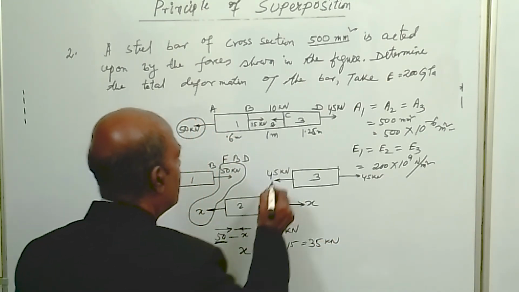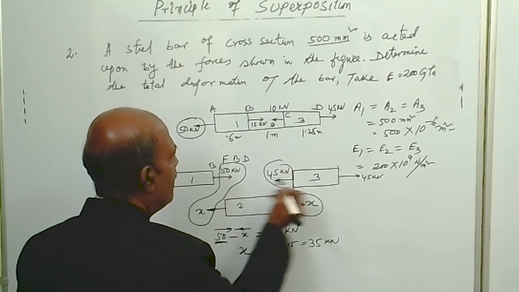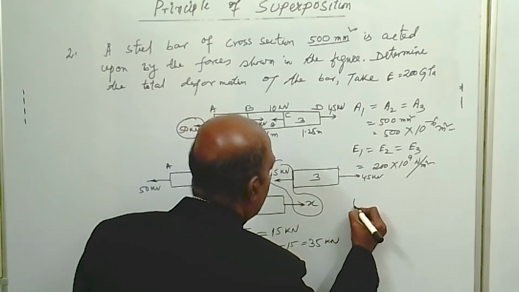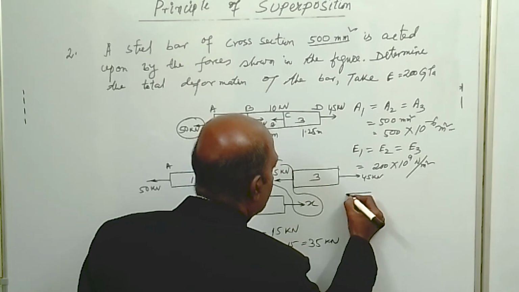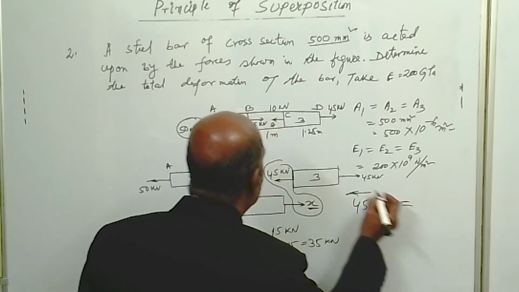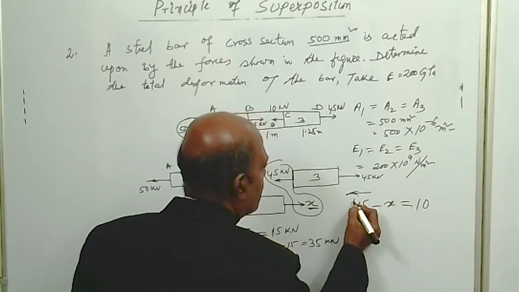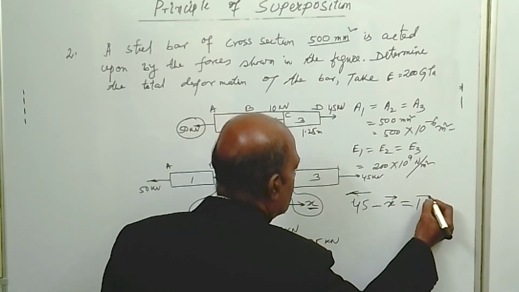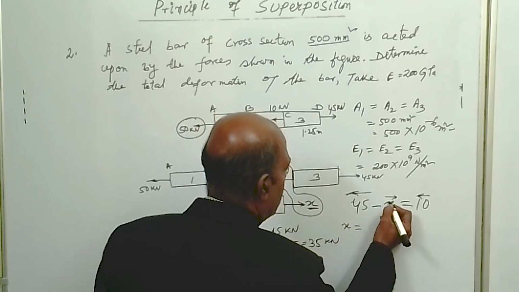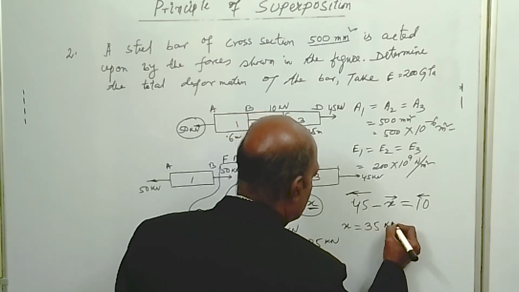We can check from here also. That is, 45 is acting towards left, minus this one acting towards right, x, is equal to this one acting towards left, which is 10. So in the direction of this, this is towards right and this is towards left. So x is equal to 45 minus 10, which is equal to 35 kilonewton.